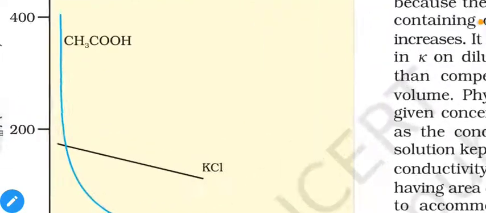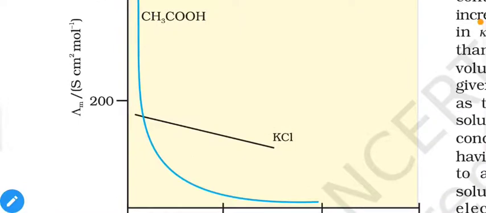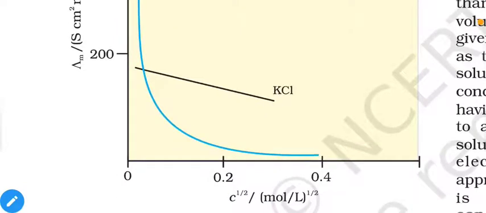So as we can see here, for KCl this relation is straight. It directly gives a straight line. With decreasing concentration, conductivity is increasing. But when we reach zero, practically we cannot reach zero, but theoretically we can do it. Now observe this graph.